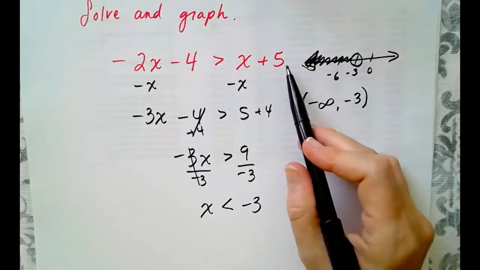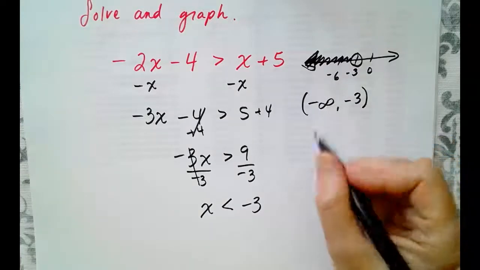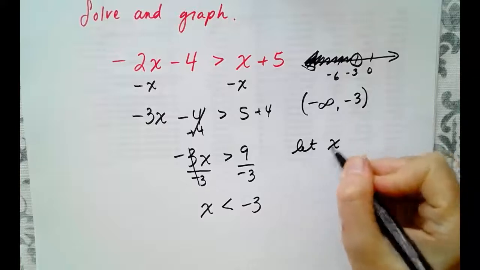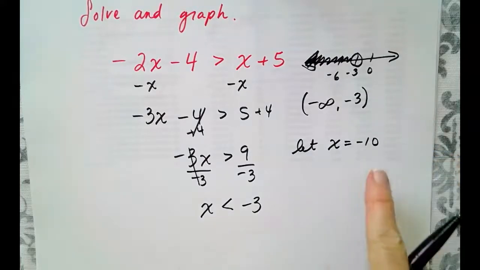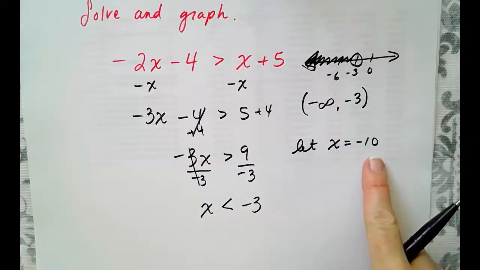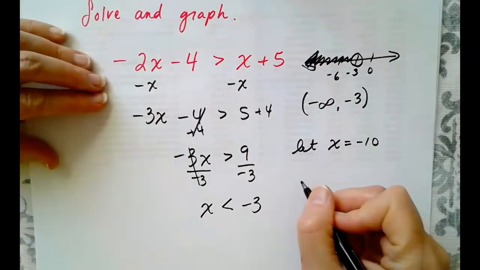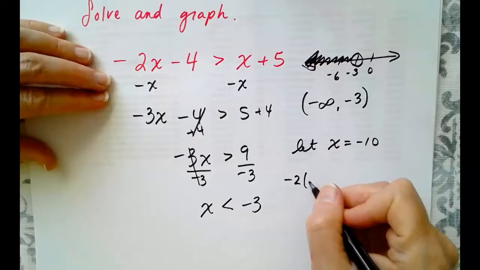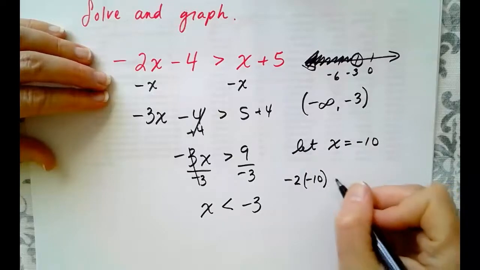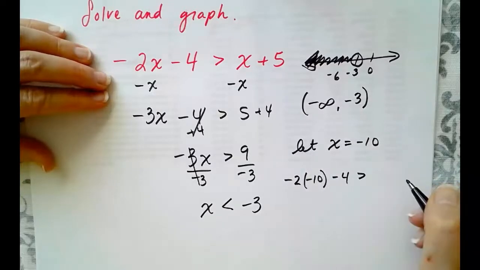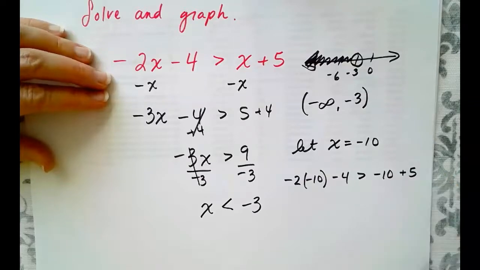So let's choose a number that is less than -3. I'm going to go with x equals -10, and I'm anticipating that -10 will make this a true statement because it's in the solution set. So let's plug it in. -2 times -10 minus 4 is greater than -10 plus 5.